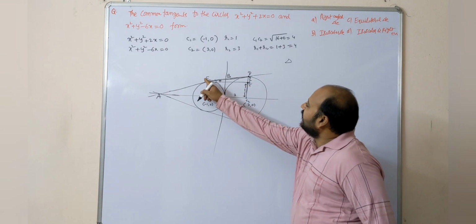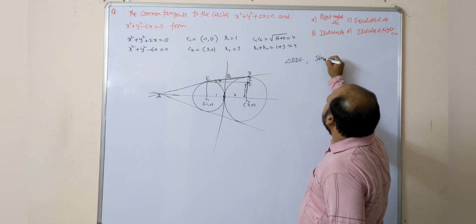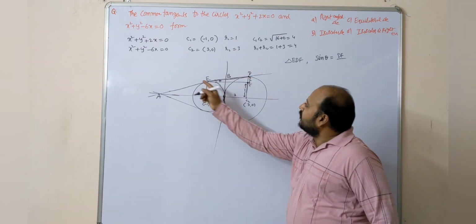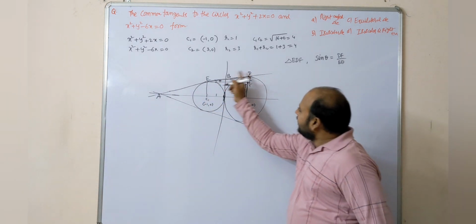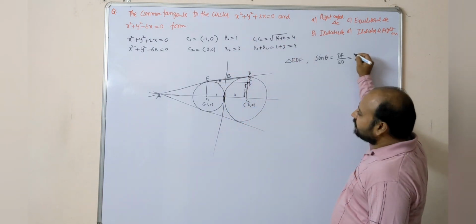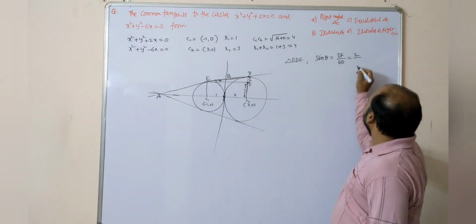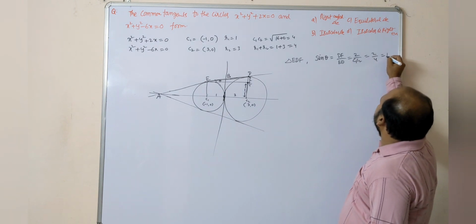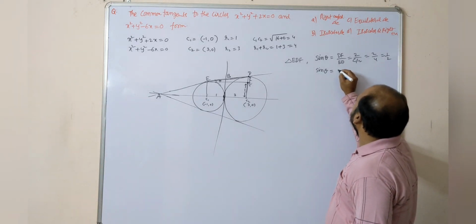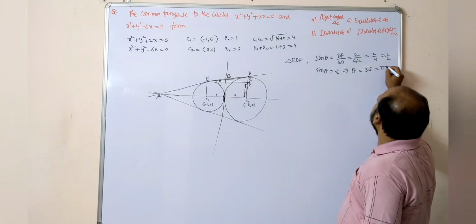From triangle EDF, sin theta equal to opposite DF by hypotenuse ED. ED is equal to distance between centers only now. C1, C2 is what? 4. DF means 2 units. ED means ED is equal to C1, C2. So 2 by 4 which is equal to 1 by 2. Sin theta when it will be equal to 1 by 2? 30 degrees. So sin theta equal to 1 by 2, that implies theta equal to 30 degrees or pi by 6.